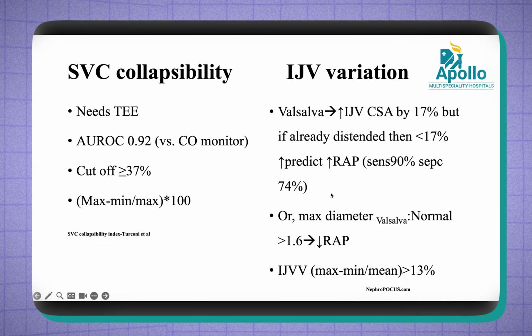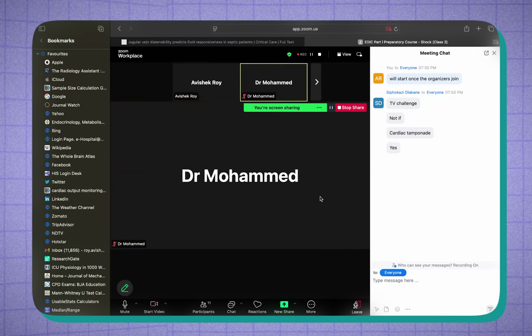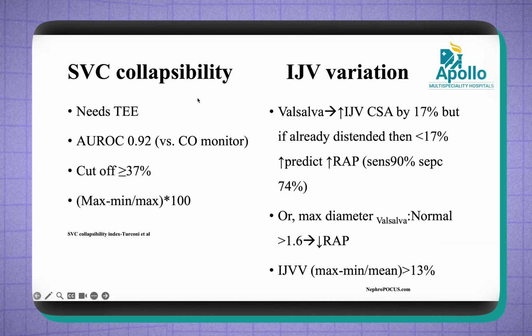Now, two interesting things to use in your routine practice. One is, we know about IVC variation. We routinely use IVC everywhere, but just go beyond that. What else can we use? Can we look at the SVC? If you want to see the SVC, can we see it in the routine transthoracic echo that we do? We don't do TEE always. Can we see the SVC via transthoracic echo? And the second part of the question is, can we assess SVC collapsibility?